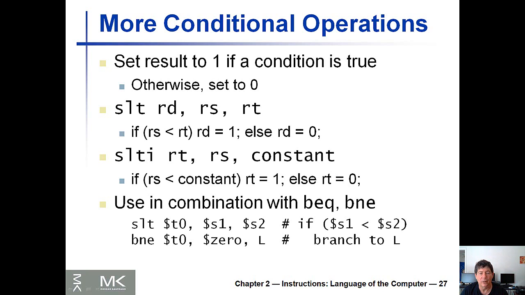Okay, same thing. So what we can do is use SLT and we put into T0 either a zero or a non-zero, depending on the outcome. SLT, the destination is T0, but the comparison is S1 and S2. If S1 is less than S2, then T0 will be non-zero. Okay, and all we have to do then is do a branch if not equal of T0 to zero. It's a little bit indirect, but don't forget that MIPS is a RISC instruction set.